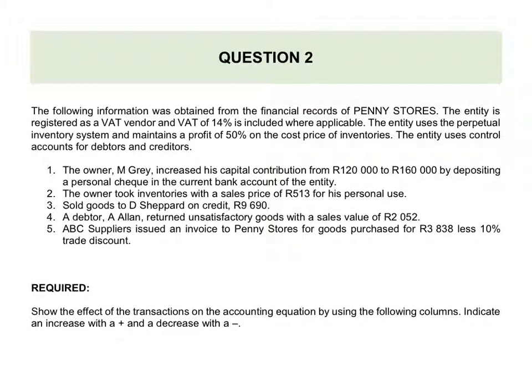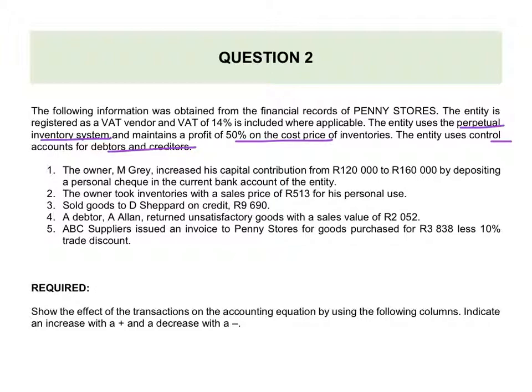The entity uses the perpetual inventory system, which indicates that we will have to calculate the cost price and complete a double entry for sales price and a double entry for cost price when goods are sold or returned. The profit of 50% on cost price is maintained. They use control accounts, which indicate that you have to show that the account debited or credited is debtors control or creditors control.